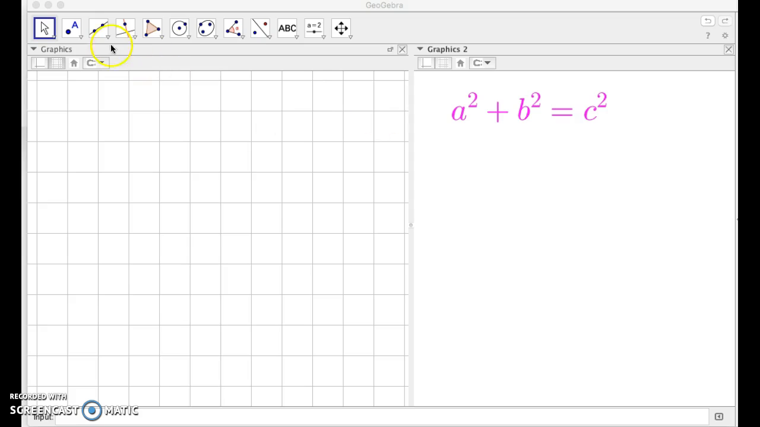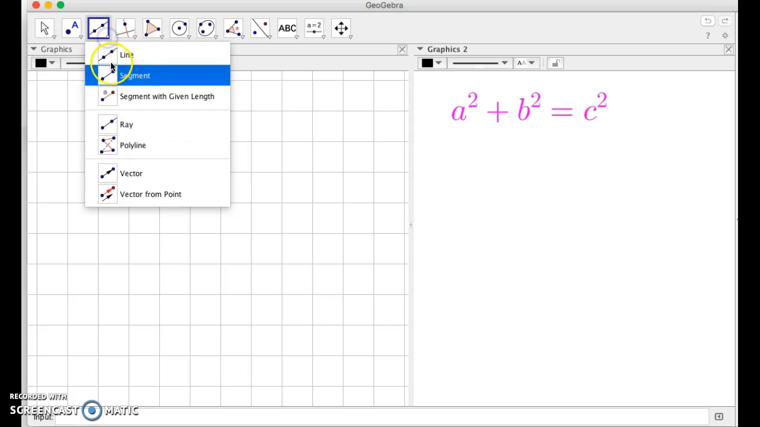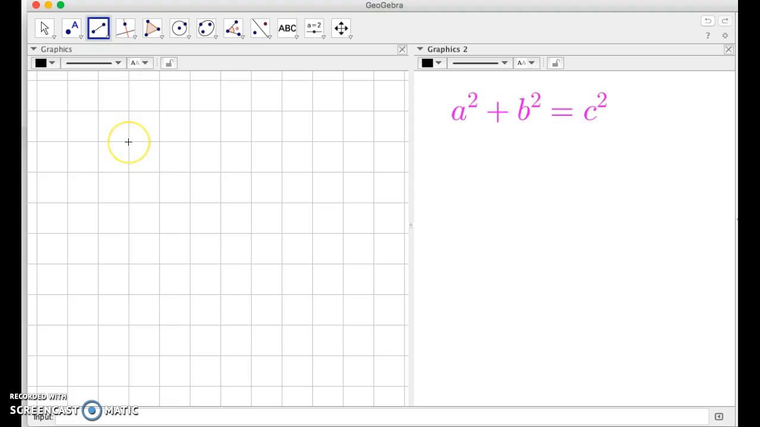Okay, so let's start here with a line segment. Now this line segment is going to represent A. So here I have one side of my triangle, or leg, and this is leg A. I'm going to draw another leg, which we're going to call B. Okay, so here's another line segment. Now the length of A is 3 units and the length of B is 4 units.